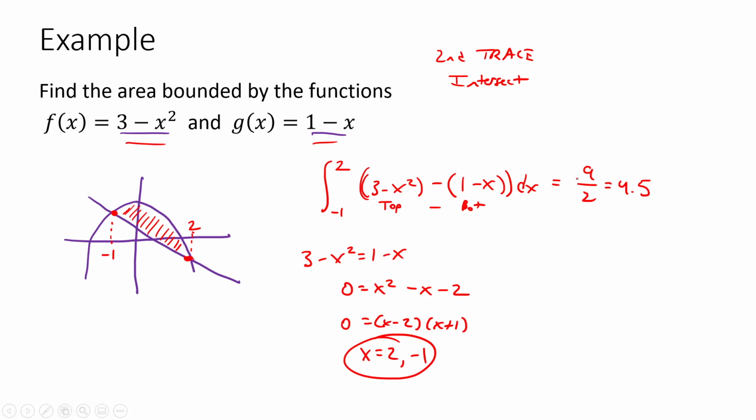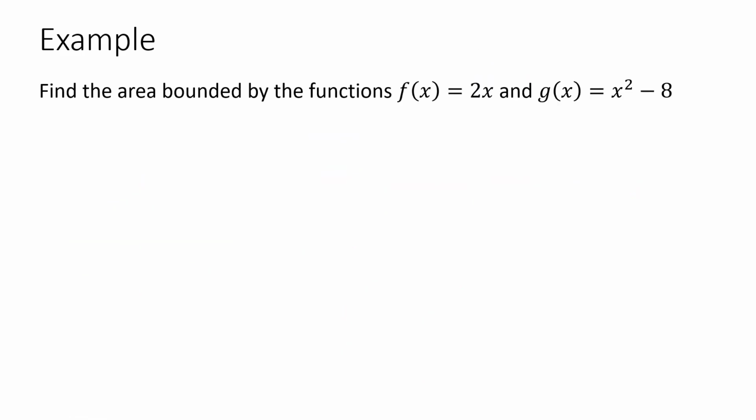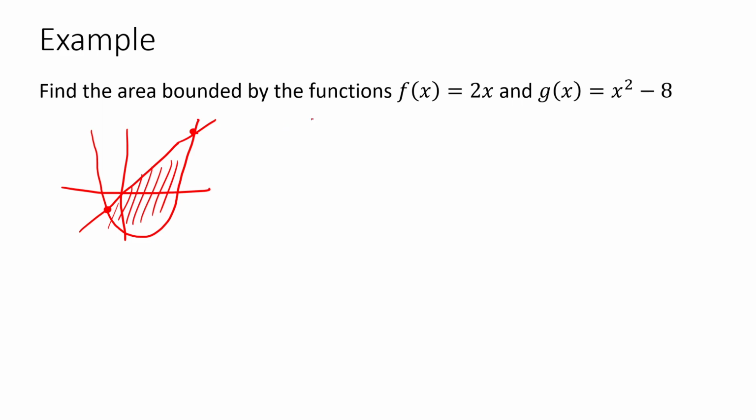Right, you may want to try an example yourself. Okay, this example is very similar. If you want to pause the video and try it, and I'll catch up with you. Right, so again, drawing a picture is helpful. 2x, again, we know looks like that. X squared minus 8 is some parabola shifted down 8 units. All right, so now we want to find the region bounded by these two things.